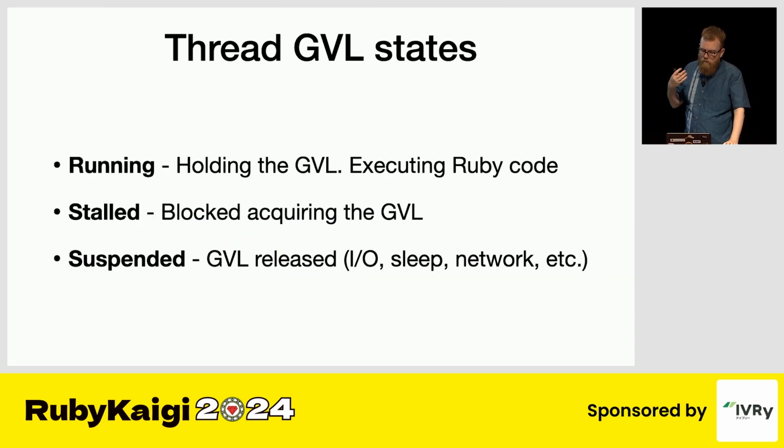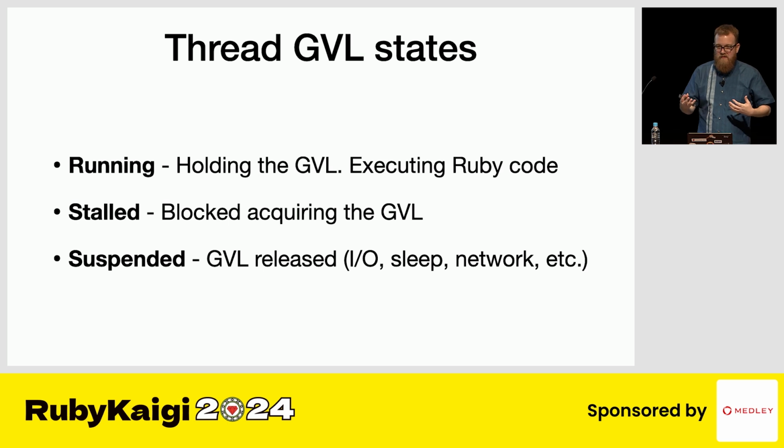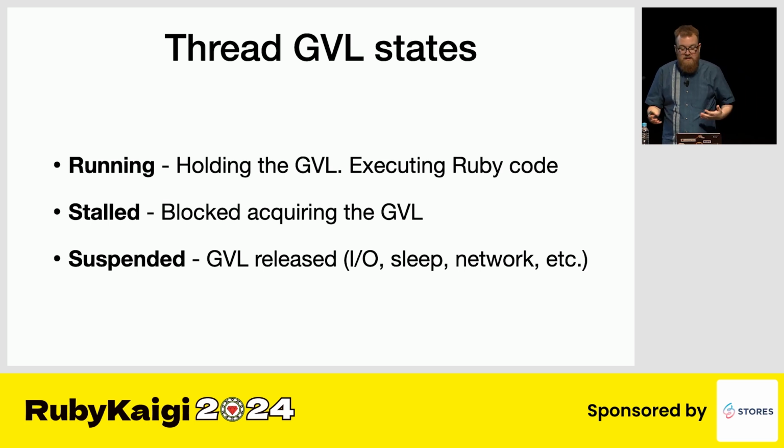So Vernier reports these GVL states in three possible states. A thread is either running, holding the GVL to execute Ruby code; stalled, like our sample thread was here, where it wants to acquire the GVL and is ready to run, but another thread is running and it has to wait for it to give up the lock; or it can be suspended. The thread doesn't hold the GVL because it's doing I/O or sleeping, network, things of that nature.